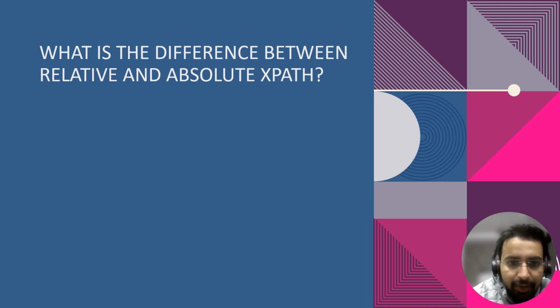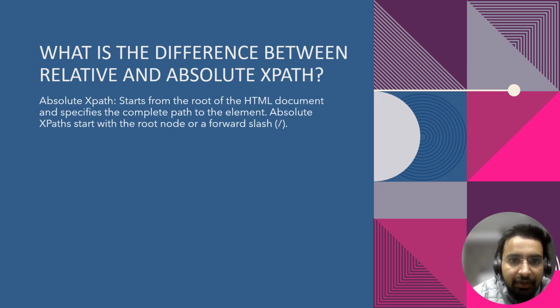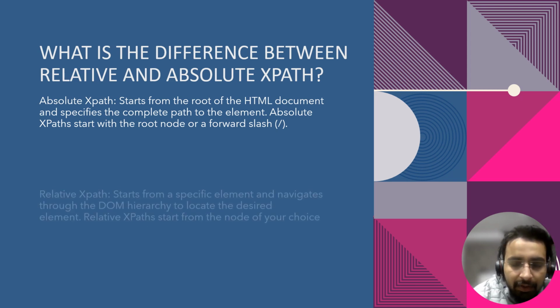What is the difference between relative and absolute XPath? Absolute XPath starts from the root of the HTML document and specifies the complete path of the element. Absolute XPath starts with the root node and forward slash. Absolute XPath identifies elements very fast. However, if any other tag is added or removed in between, then this path will no longer work.